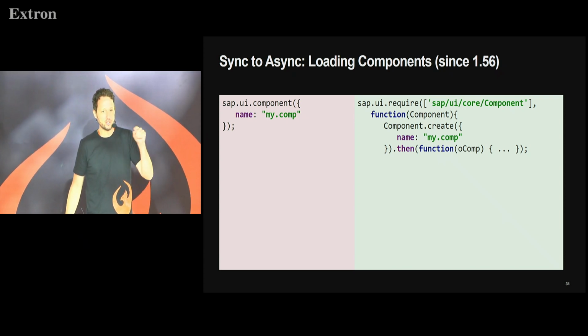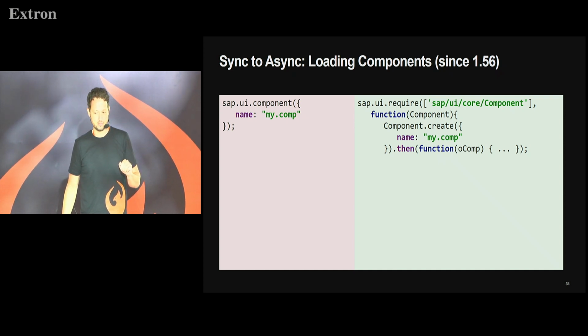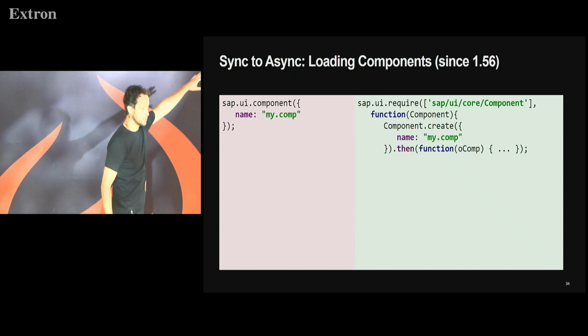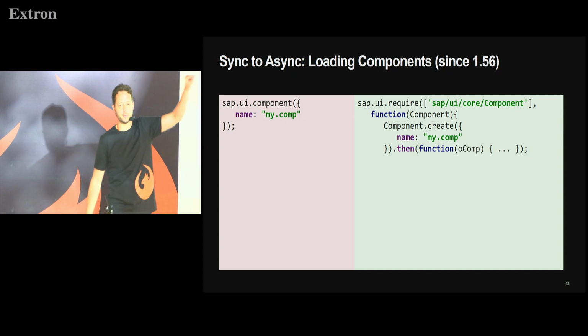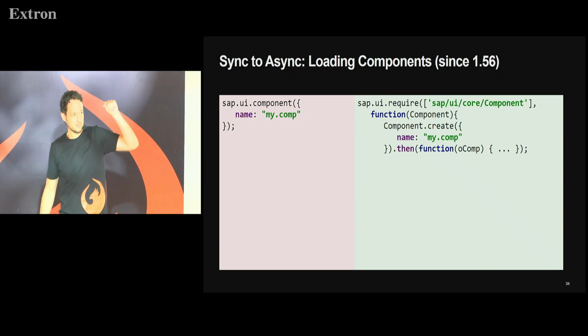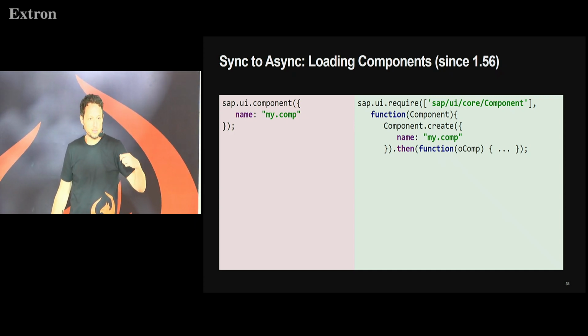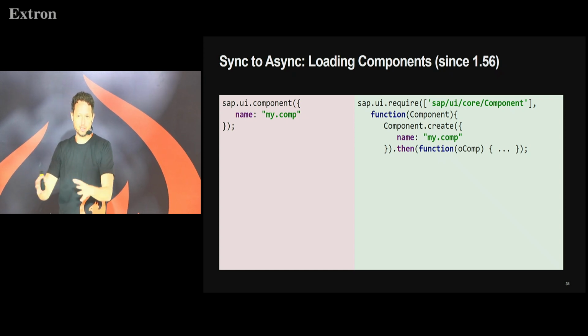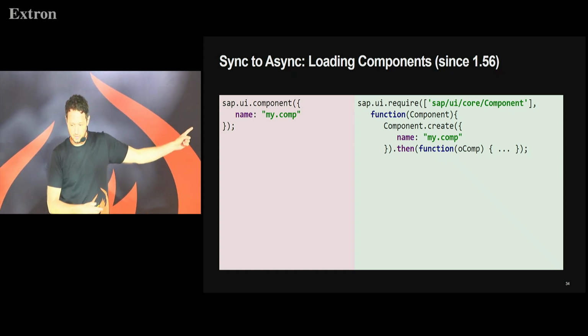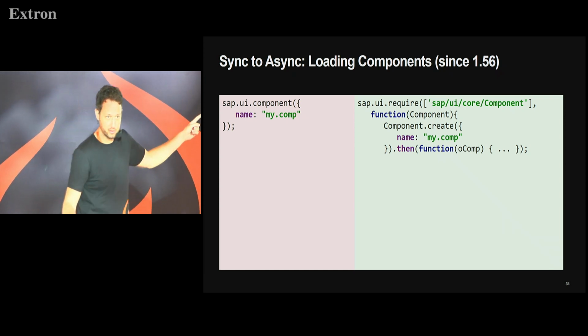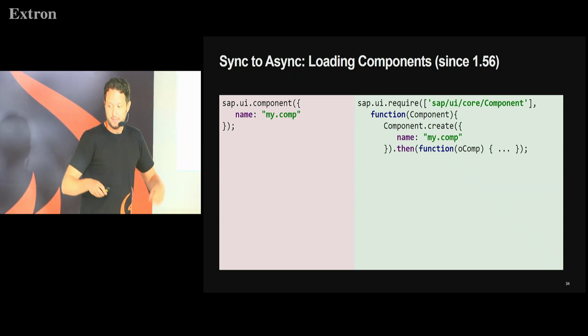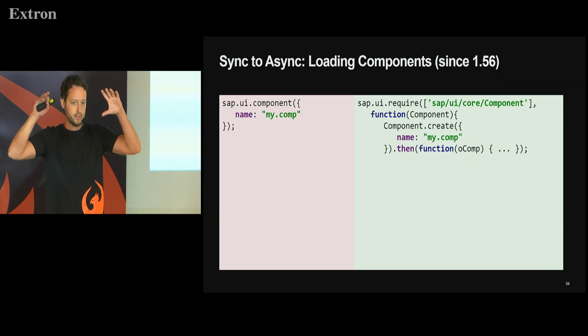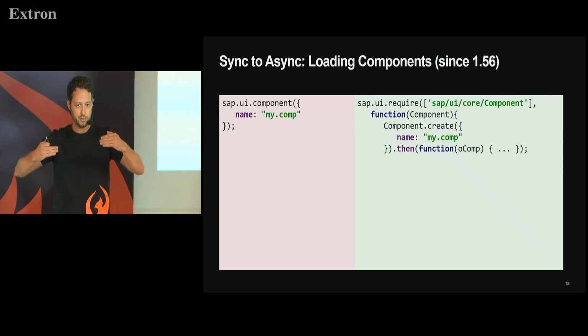It's just Component.create, right? And you see there's a bit of new syntax above it, right? You have the sap.ui.require. This is telling us that you need a particular module, right? We modularized everything. So this is one module, the sap/ui/core/Component module that you need. And you specify it in the brackets, saying this is the module name that needs to be loaded.